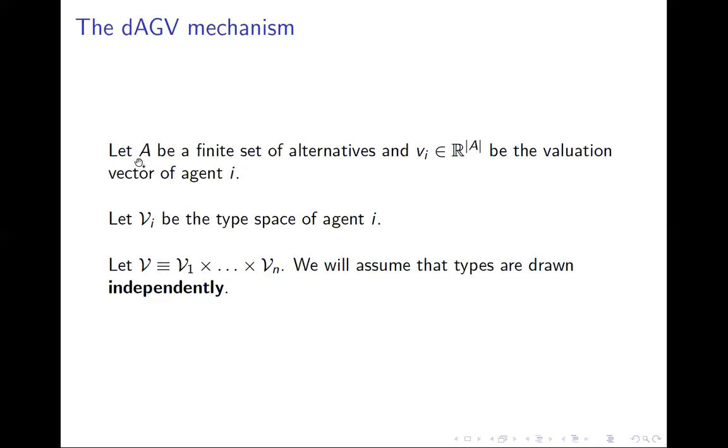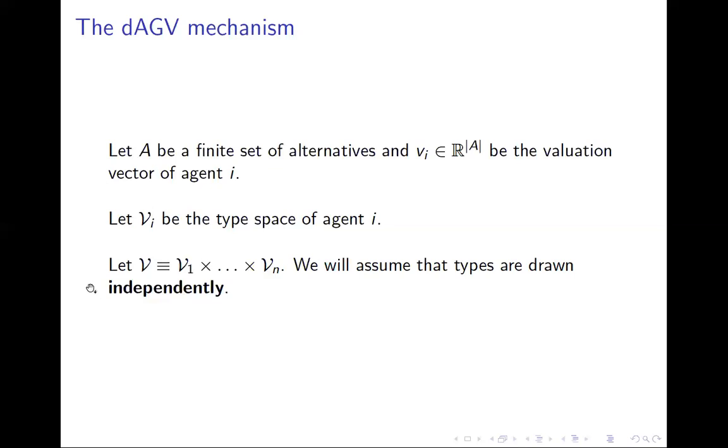We are in a very general model where there is some finite set of alternatives A, and agents have value over this set of alternatives. These sets of alternatives may contain bundles of objects, or many public goods, and so on. So it can be anything. Agents have value over that, and that's the private information. That's the type. Let script V_i be the type space of agent i, and script V is the set of type profiles.